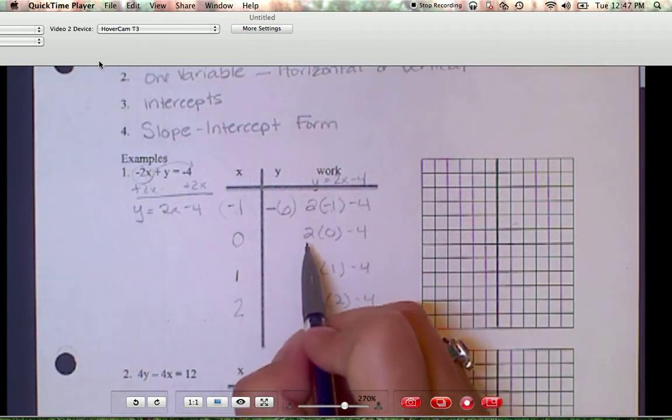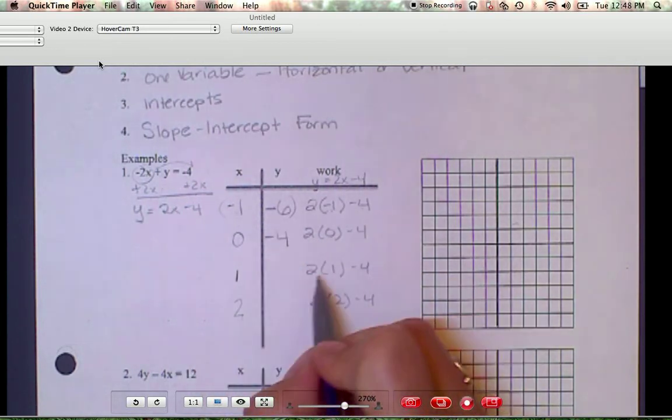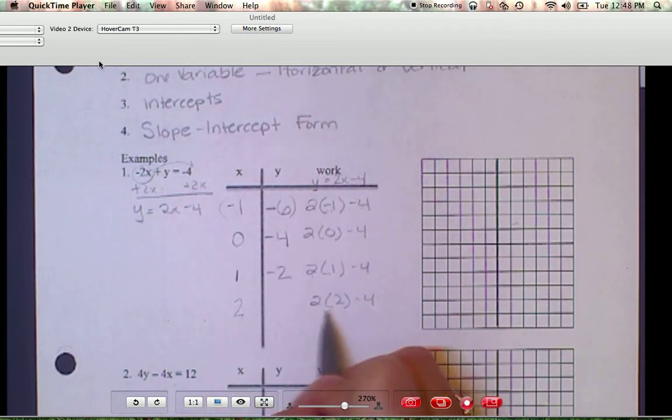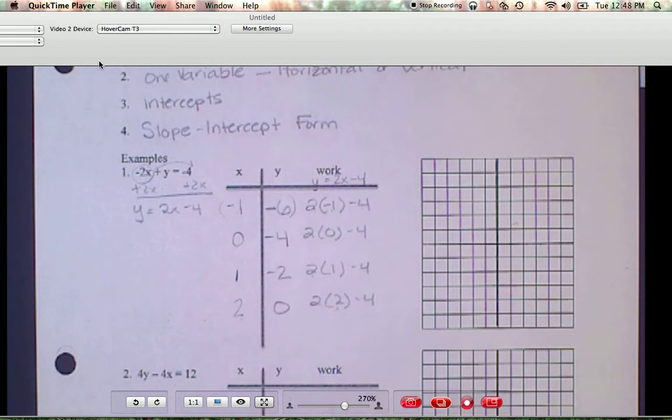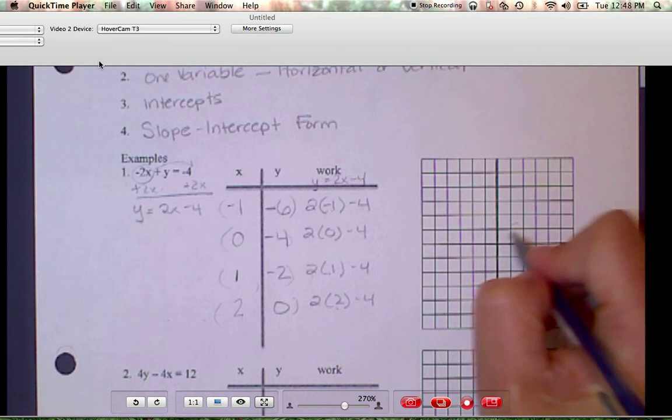And then make sure you always use order of operations to solve these. 2 times 0 is 0, 0 minus 4 is -4. 2 times 1 is 2, 2 minus 4 is -2. 2 times 2 is 4, 4 minus 4 is 0. Now these create our points, and all we need to do is graph these 4 points.